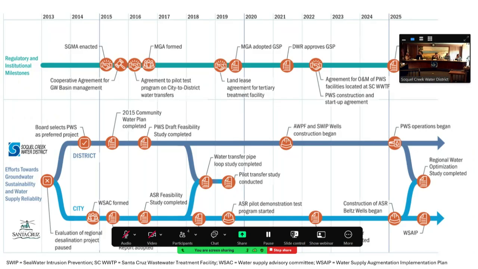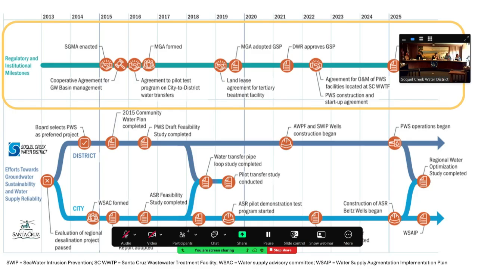And this is a continuation of years of planning and collaboration between the district and the city. This graphic is busy, but it's busy for a reason. It's showing all of these actions that the district, city, and MGA have been working on in parallel since 2013, and it's been a lot of work. The one we just highlighted is our regulatory institutional milestones since 2013. This is showing a lot of the work that was done on the groundwater sustainability plan.